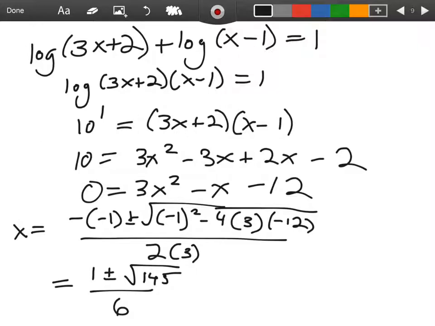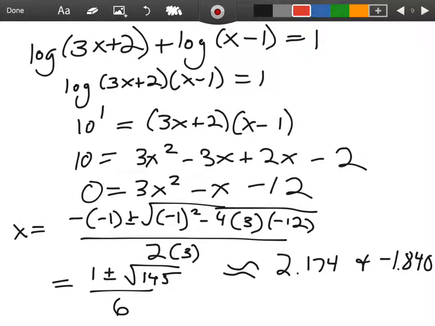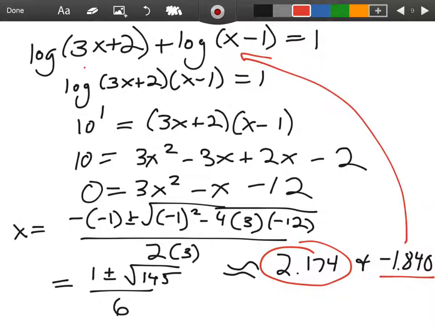1 plus or minus the square root of 145 over 6, which is approximately 2.174 and negative 1.840. And we're going to check those back up here at the top. You see that this positive one is good. We're always going to be taking the log of a positive up at the top. But this one, you can see that if we plug it in here, we're going to have a negative, and even over on the other side, we're going to have a negative as well. So we can't do that. So we're going to throw this one out. So our only solution is 1 plus the square root of 145 over 6, which is approximately 2.174.